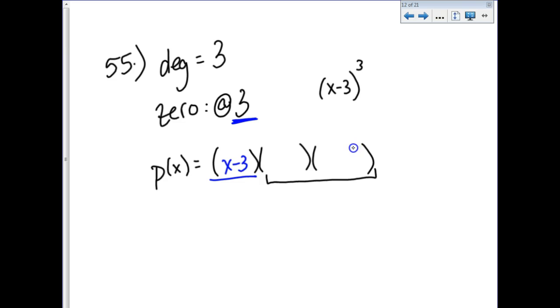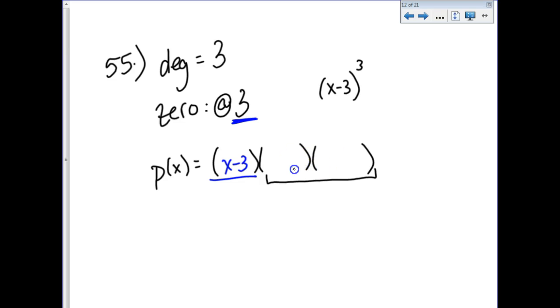Yes. Would that have a degree of 3 with only a real 0 at 3? Absolutely. Someone said, well, what if we had a problem on our notes where there were 2 other zeros, but they weren't real? If you're not real in math, that means you're imaginary. So what you could do is create these 2 to be imaginary solutions.